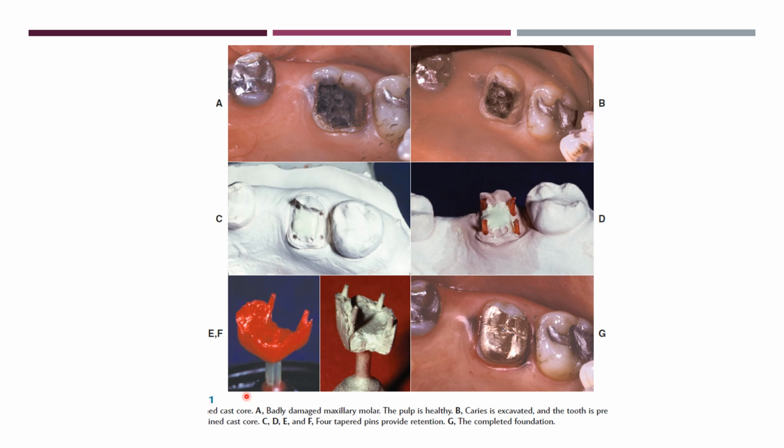Sorry, guys, I think this is a little cut off. So pin retained restoration, we'll be following this. This is a badly damaged molar. The pulp is healthy. Caries are excavated, and the tooth is prepared for the cast core. Okay, now we place the four pin retained restorations. You can see that they have been placed. Okay, now casting and spruing and everything is done, guys, in the lab.